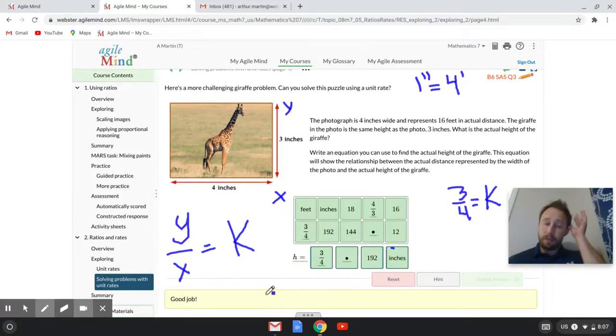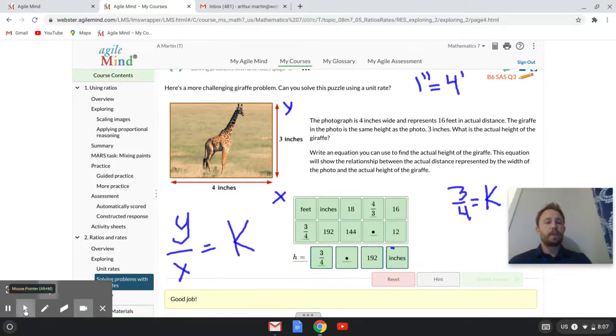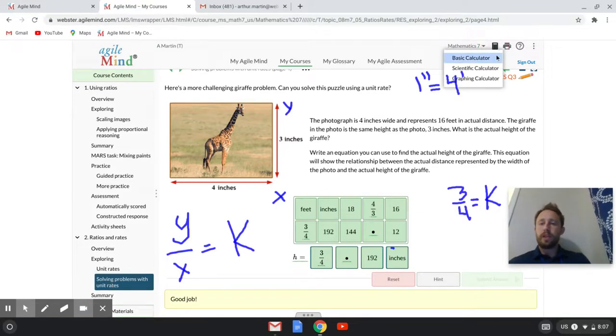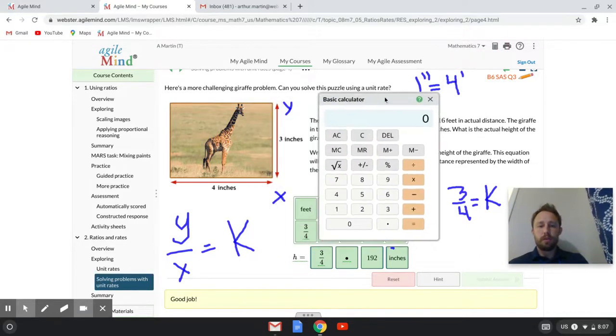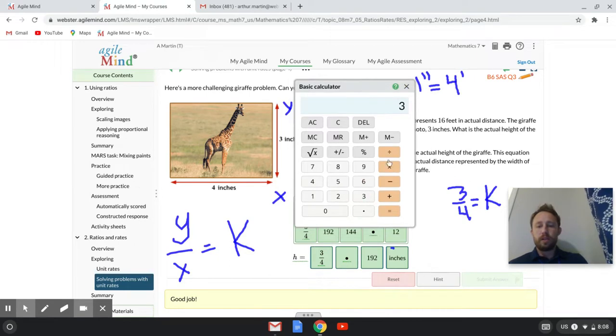So I'm going to work this in our calculator just to show you how this works. So if we do 3 divided by 4, we're going to get 75 hundredths. And if I multiply that by 192, I get 144 inches, which would equal how many feet? 12 feet. All right, let's see if there's another way we could solve this.